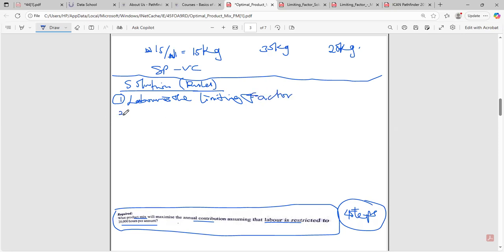Okay, number 2. Identify the degree of the limiting factor. The degree of limitation. What are the two things that we need to identify? We need the required and the available. The resources required and the resources available. Okay, you need what? Resources.